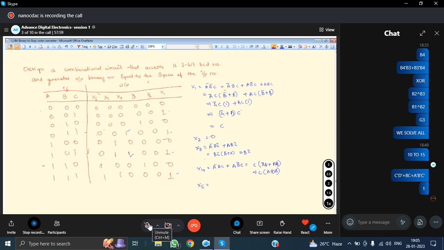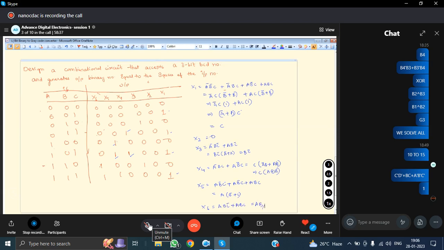x5 చెప్పండి. a plus a b plus ab, which we can write it as what? a into b bar plus c. x6 is equal to abc bar plus abc is equal to ab.